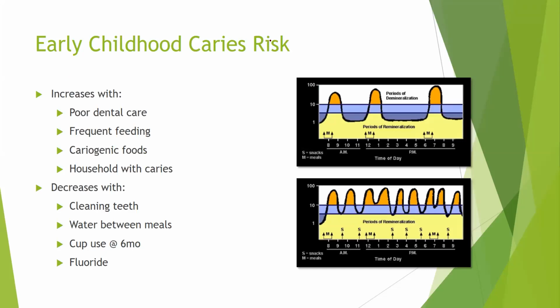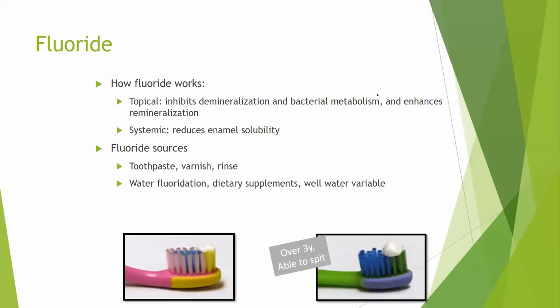So let's look at these early childhood caries risks. Increased risk with poor dental care, frequent feeding, bottle propping, cariogenic foods, or household with caries, right? So if your parents don't take good care of their teeth, you're probably not going to take good care of your teeth. Decreases with, obviously, cleaning your teeth, using water between meals and not juices and things like that. If they use a cup at the age of 6 as opposed to a bottle, that's helpful. And then regular fluoride treatments or fluoride-based toothpaste. So when we're teaching children to brush their teeth, they only need a pea-sized amount of fluoride-rich toothpaste.